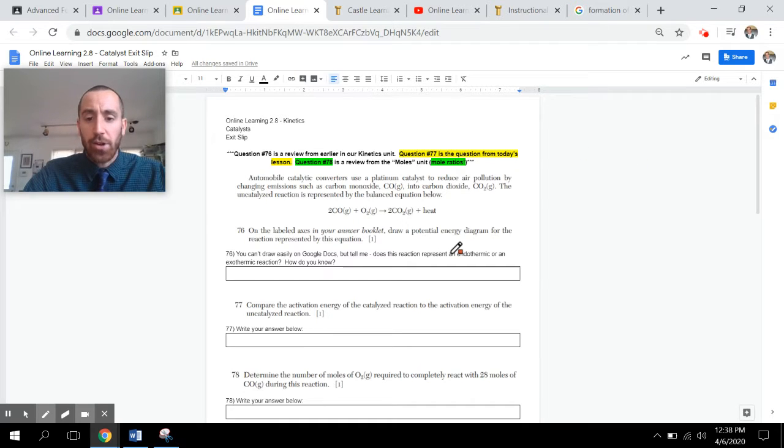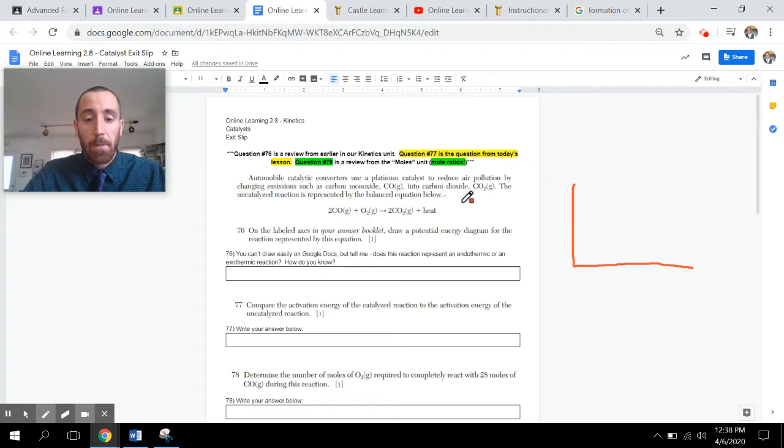The biggest thing that I wanted to go over is number 76. It says, on the labeled axis in your answer booklet, draw a potential energy diagram for the reaction represented by this equation. And had you had a separate answer booklet, or if you were taking the Regents exam, it would be a simple axis like this. And they would ask you to doodle an endo or an exothermic reaction.